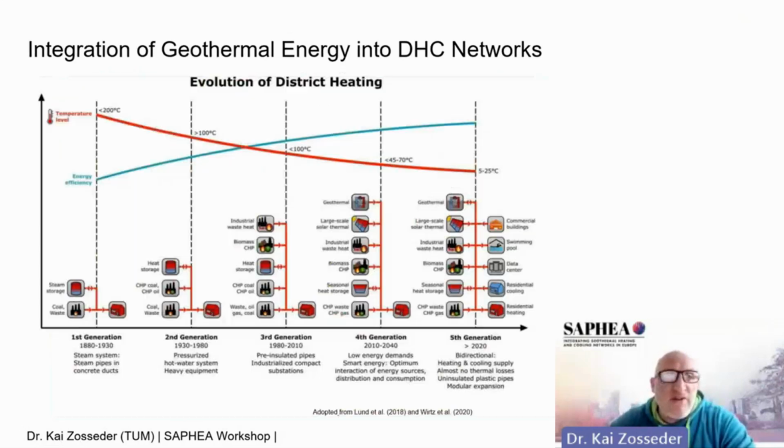Of course, on the other side, we also have different grids. So the grids have developed quite well. They have higher temperatures, and nowadays they also have very low temperatures. So it depends on which grid you use. You have to say, okay, which source is available, and how can we link the source with the grids.